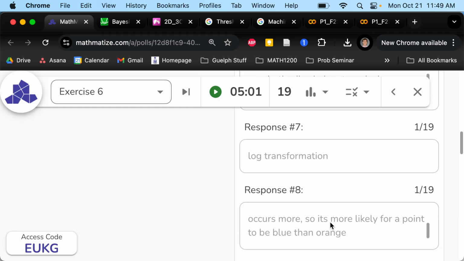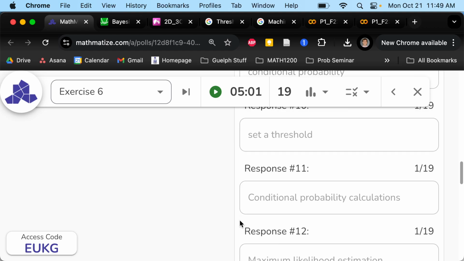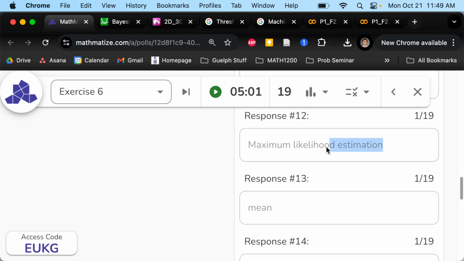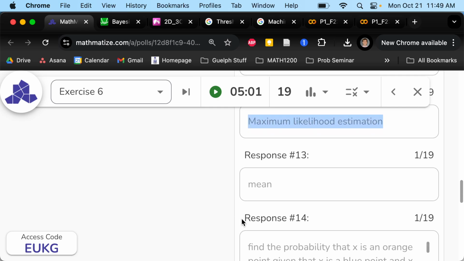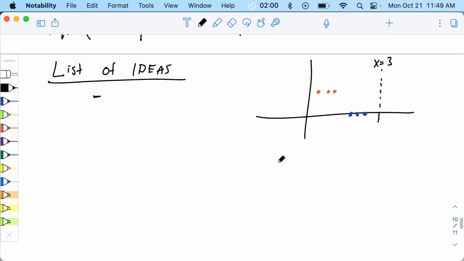Quadratic, log transform. Okay. Conditional probability. Maximum likelihood. Okay, this is one. Let's write that down right now. So one method is, quote, maximum likelihood, which you've seen before.